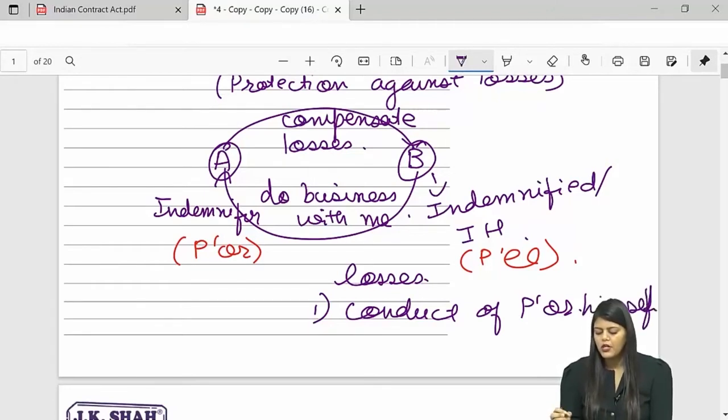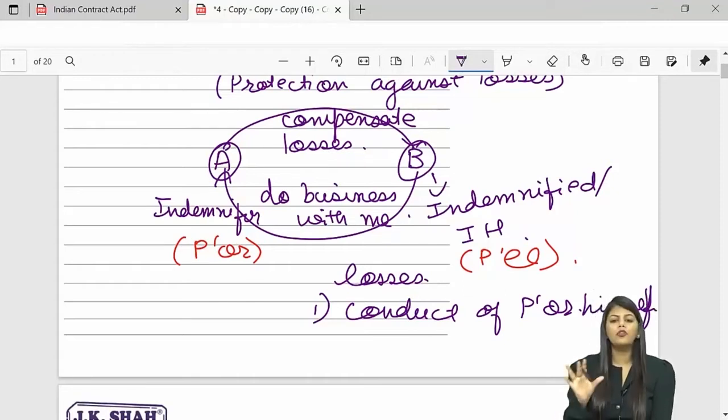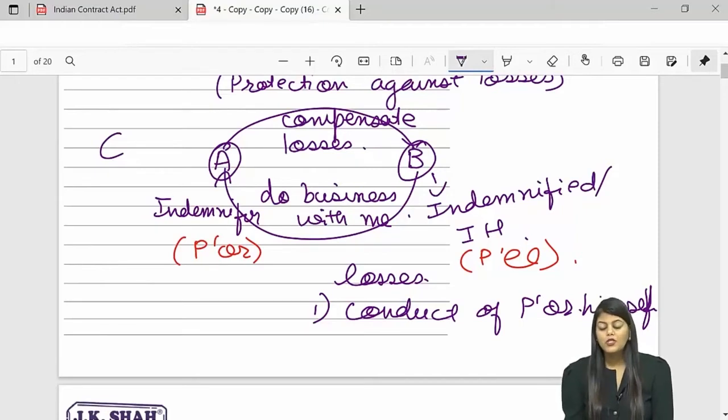Let me change this. Suppose A and B both are well established in the market. It is A's friend C who desperately wants to contract with B, but B doesn't trust him. So C tells A, please give assurance for me, because you are a reputed name in the business and if you give assurance for me, people will trust me. So A tells B, sir, if you do business with C and incur any losses, I will compensate you for the losses. Again, A is protecting B.